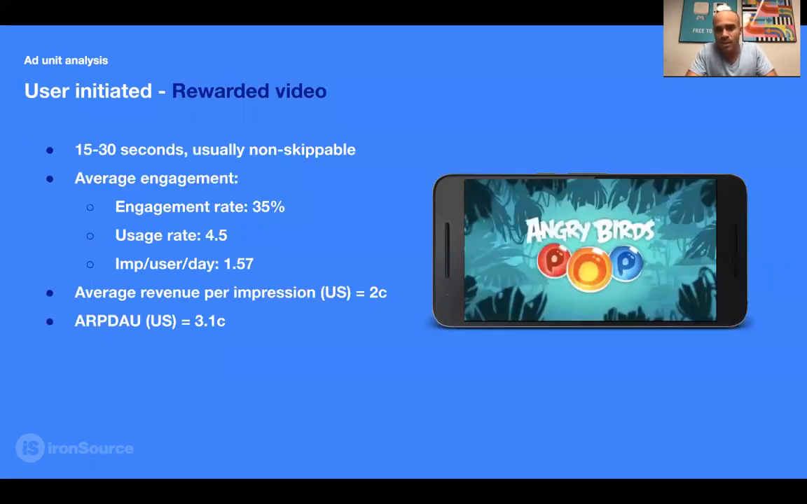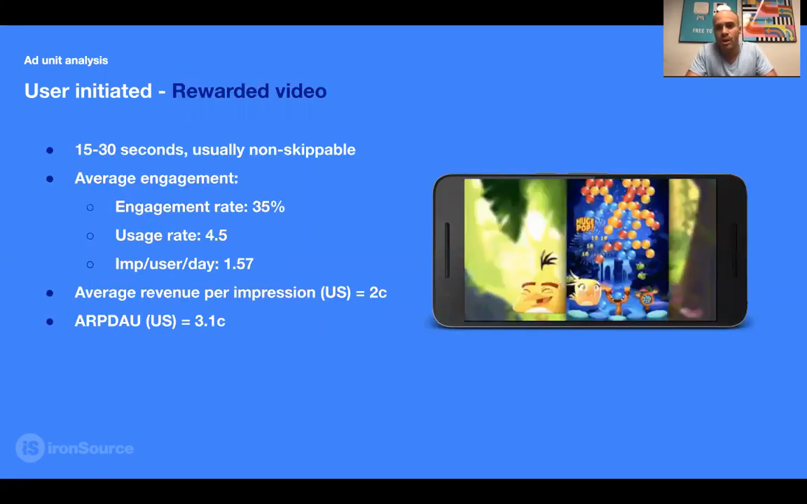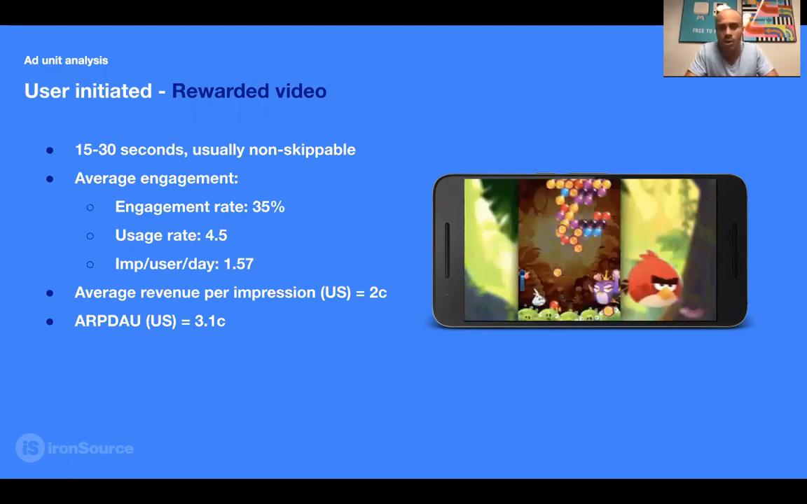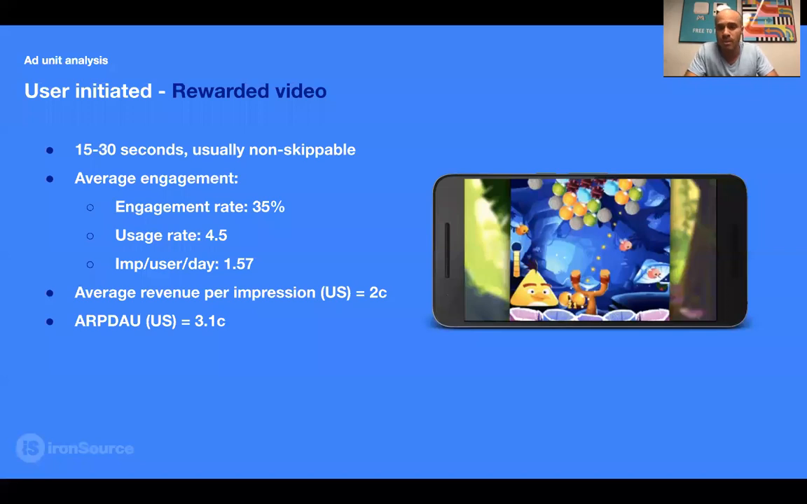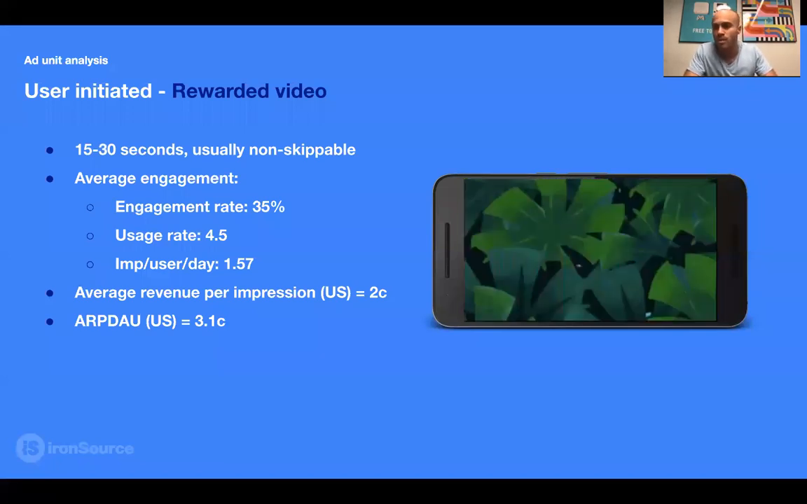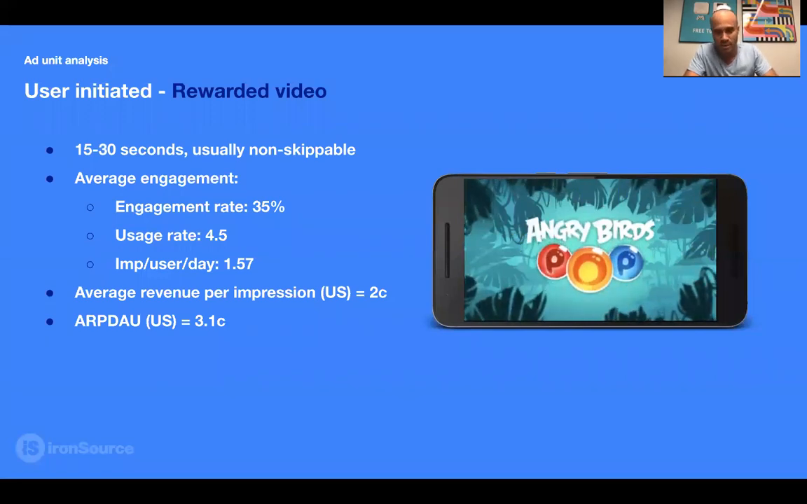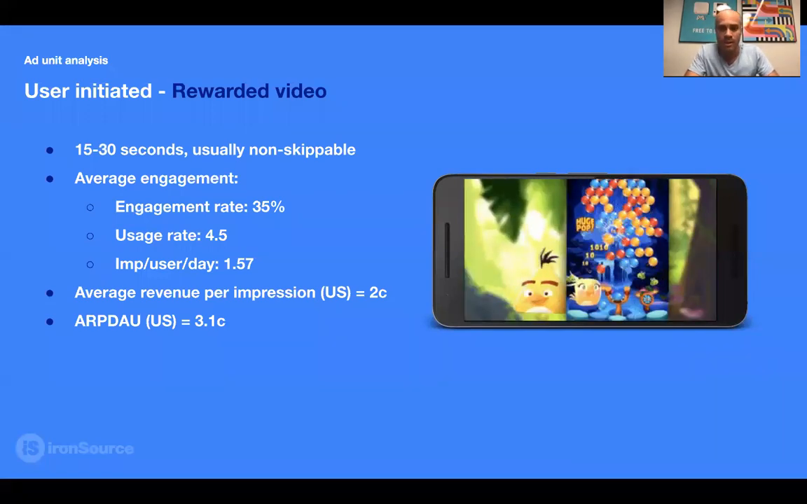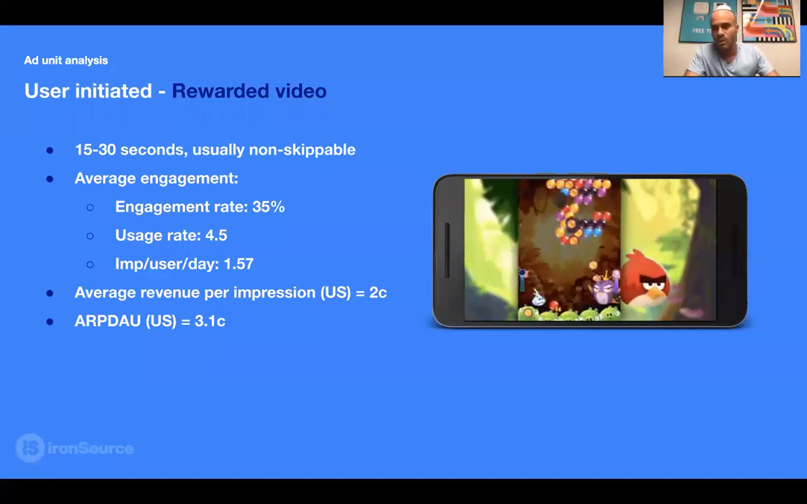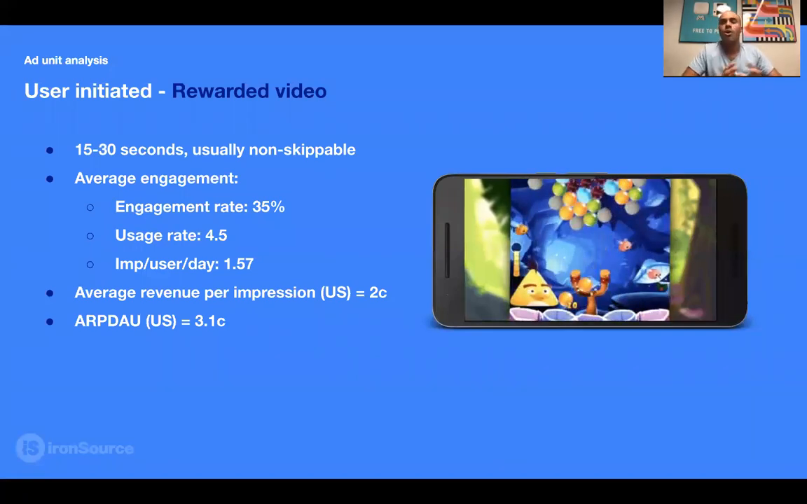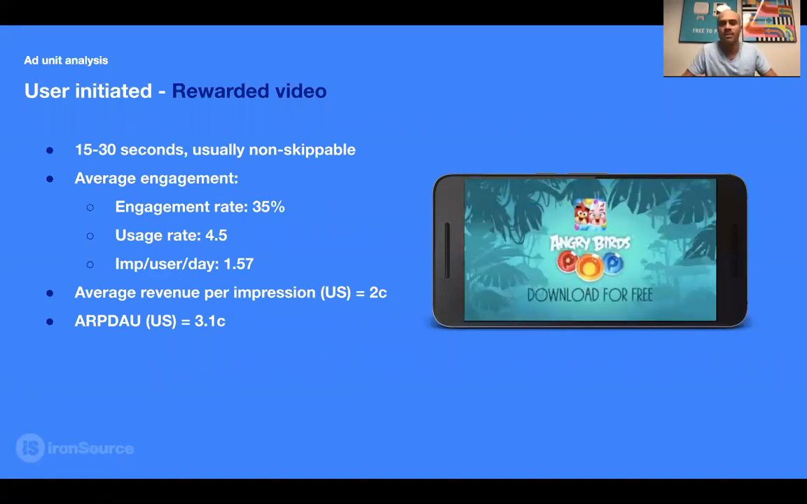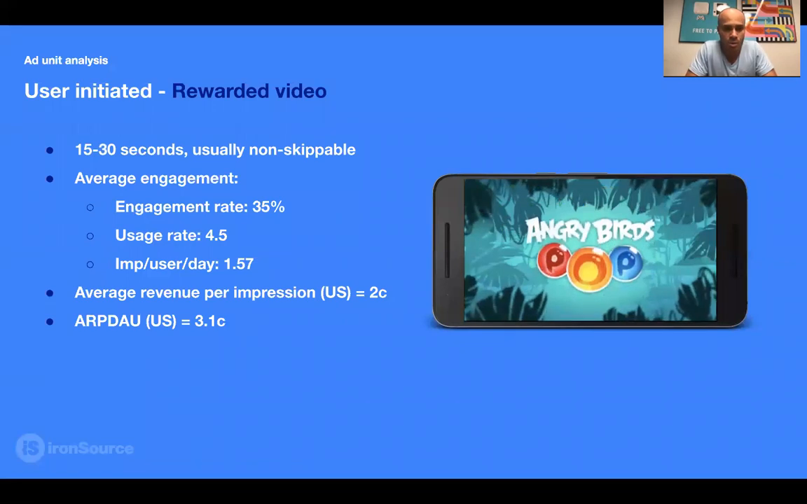The first ad unit in this bucket will be rewarded video. You guys probably know it. It's between 15 to 30 seconds video. It is usually non-skippable, although it's your choice. You can decide if it will be skippable or non-skippable or skippable after 5 seconds. But the standard in our industry is that rewarded video is non-skippable, again, under the assumption that the user chose to watch the rewarded video for the reward. So they will complete the video to actually get the reward.